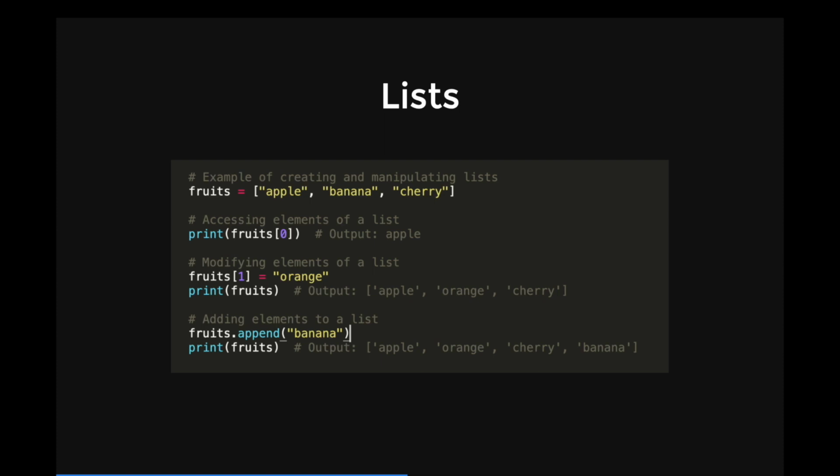If you say fruits of 1 equal to orange, what it does is it will change banana to orange, because the first index, which is the second element in the list, is now orange. So if you print it out, you'll see the output is apple, orange and cherry. Banana disappeared. Next, you can say fruits append banana. If you have a list with three items, you can append another item to it and it will be added at the end of the list. So if you print it, you'll see the output is apple, orange, cherry, and banana.